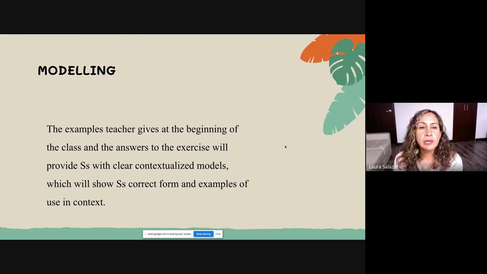For the modeling, the examples the teacher gives at the beginning of the class and the answers to the exercise will provide students with clear contextualized models, which will show students correct form and examples of use in context. So the teacher will always model the correct answers and explain why those are the correct answers.